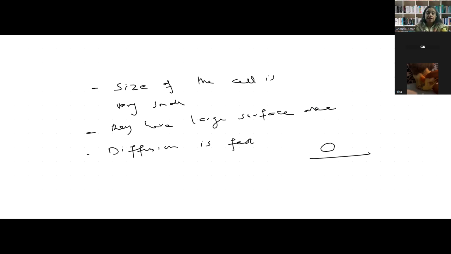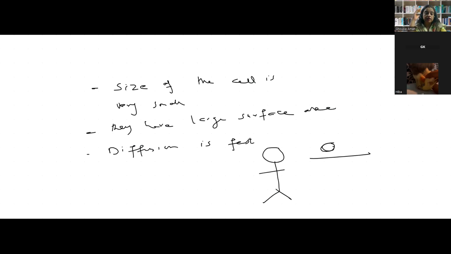Opposite, if the size of something is larger, the surface area will be very small. The diffusion will not take place faster. For example, consider the human body compared with a small single cell. The size of the human body is huge, so the surface area of the human body is very small.